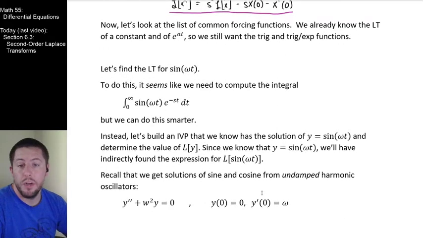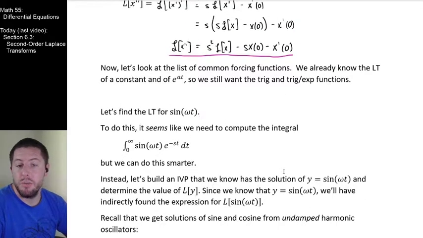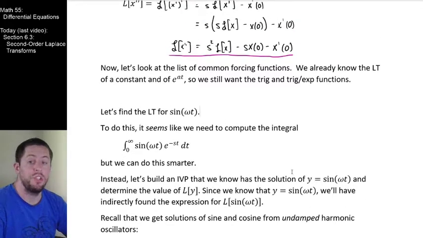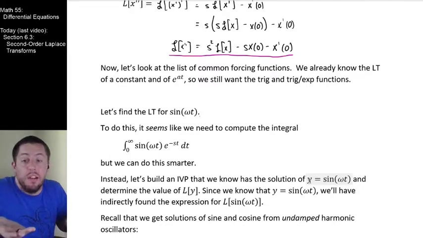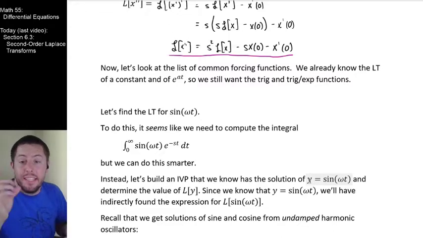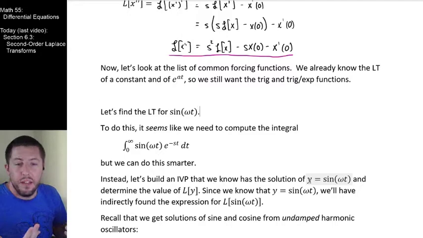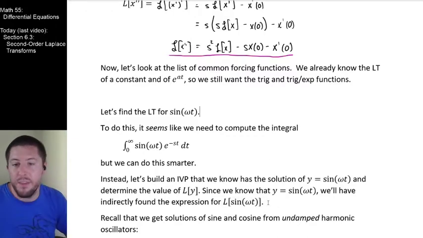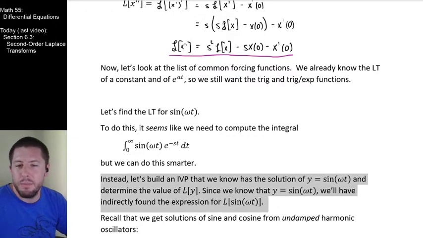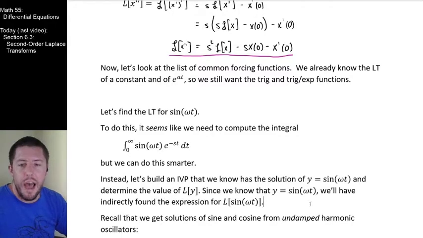So instead, here's what we're going to do. Let's build an initial value problem that we already know the solution to. In particular, we want the solution to be y equals sine of omega t at the end. So that when we do our Laplace steps, we're going to get down to a value of L of y and we're just going to shrug our shoulders, except for the fact that we actually know what y is, and therefore we'll have derived the formula for the Laplace transform of sine of omega t. It'll just be whatever the other parts are going to be. I feel like me explaining this paragraph is a little bit confusing, so let's watch it happen in action here.